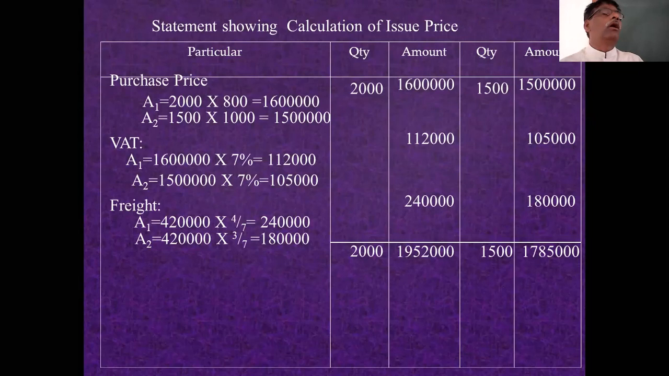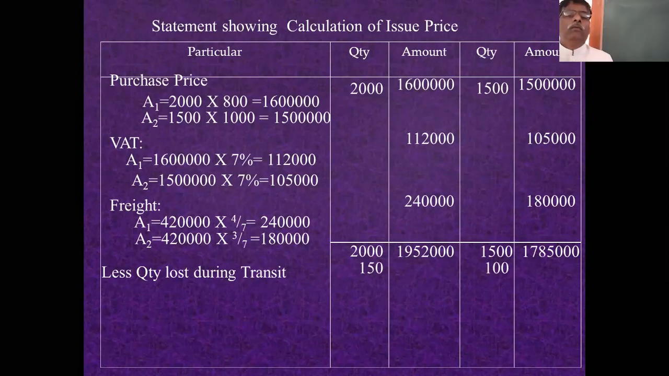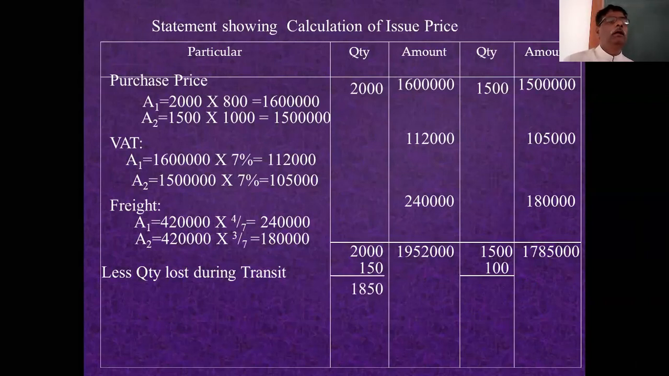Then you deduct the loss during transit. Less quantity lost during transit. What is the quantity lost during the transit? Quantity lost during the transit is first 150, second 100. You deduct this. Only quantity you deduct. The first is 1850 is the balance of quantity and second is 1400 is the quantity. This is the remaining quantity which reaches the godown.